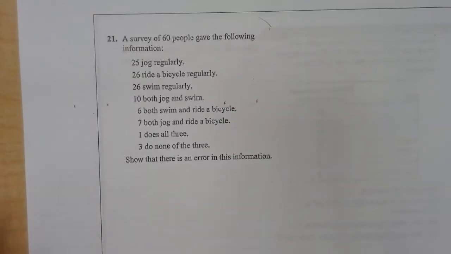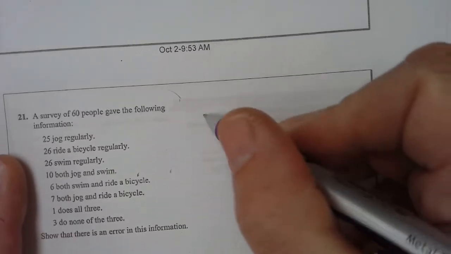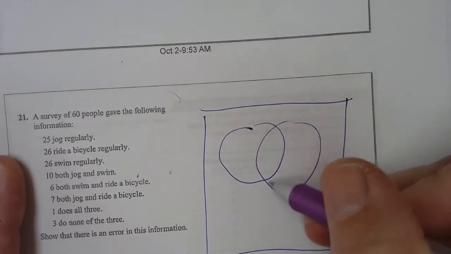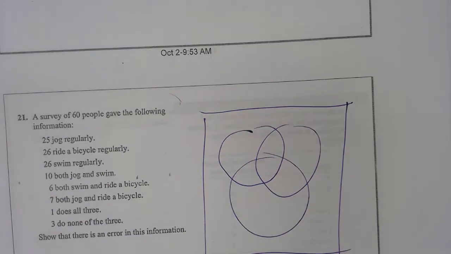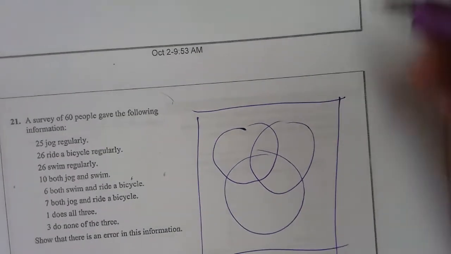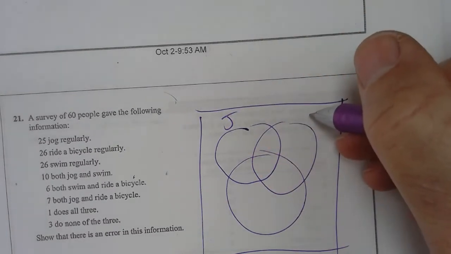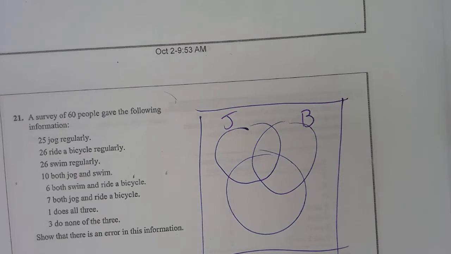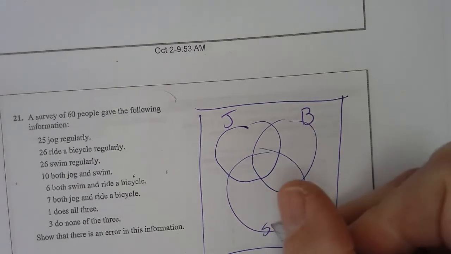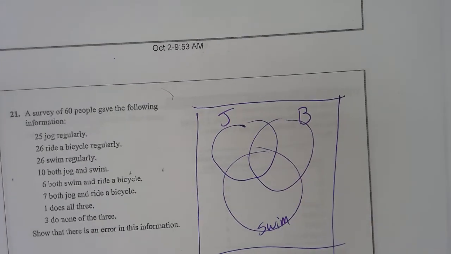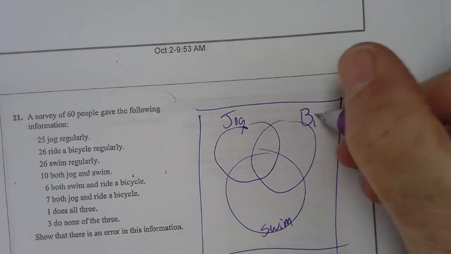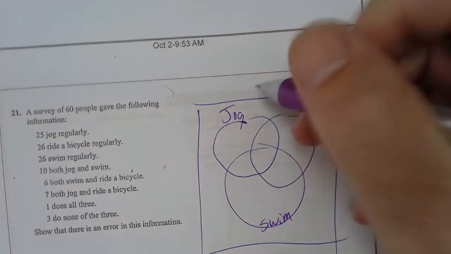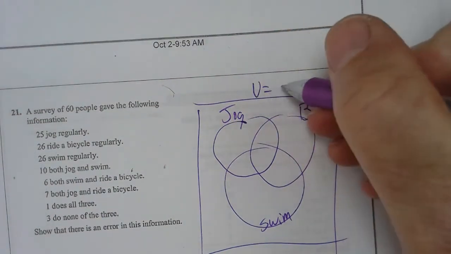Number 21, this is where we create the universe. So we make a big universe, all the boxes here. And we have jogging in this circle. We got B for bicycling in this circle. And we got swimming in this circle. Okay, so we got jog, bike. So this is the one where you go through it backwards. There's 60 people, so the universe is equal to 60.